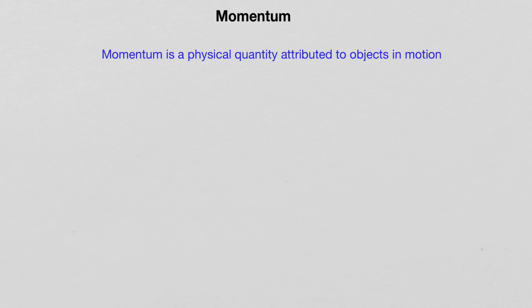The subject of this lecture is momentum and also impulse, which is a quantity that is related to momentum. Momentum is a physical quantity which is attributed to objects in motion. So objects that do not move, that are at rest, do not have momentum. Only objects that are moving have momentum. So how do we define momentum specifically?